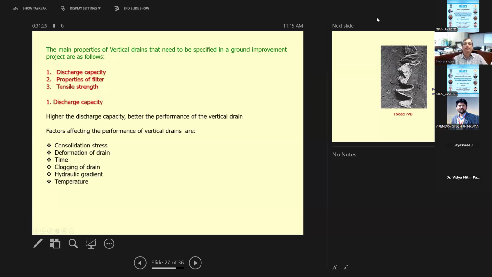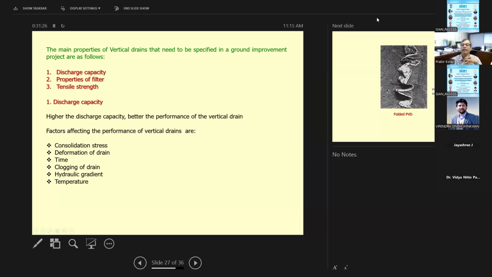So as I mentioned, vertical drains need to be specified for ground movement. A few things you need to check: the discharge capacity, the properties of the filter, and the tensile strength of the core itself. Okay? The higher the discharge capacity, the better the performance of the vertical drain, right? Factors affecting the performance of the vertical drains are consolidation stress, deformation of the drain, time, clogging of the drain, obviously the hydraulic gradient, and the temperature. Sometimes these things may happen.